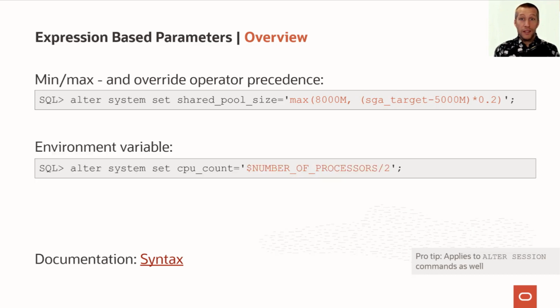Cool. But if that's not enough, I can also use environment variables as input. So for instance, on Windows, there's an environment variable called number of processes, which obviously gives you the number of processes in your system. So if you want to do instance caging and prevent one of your databases from using all the CPUs on a host, you could set it to the environment variable that has the number of processes divided by 2. So if you later on move the database to a more powerful host, that number will be recalculated and it'll have a new value.